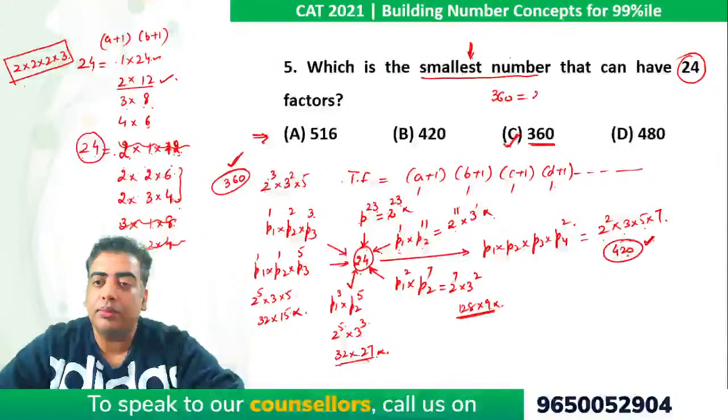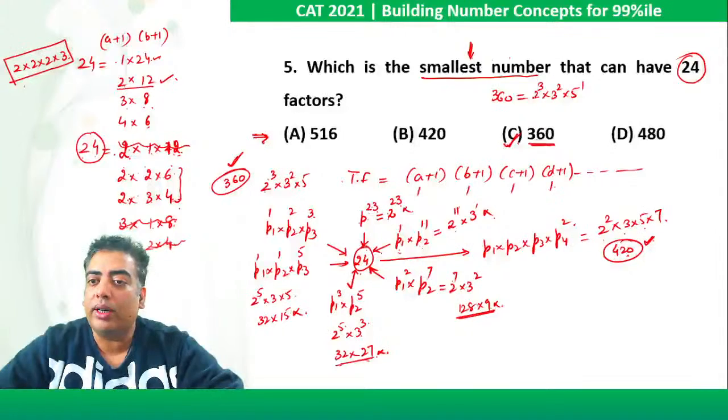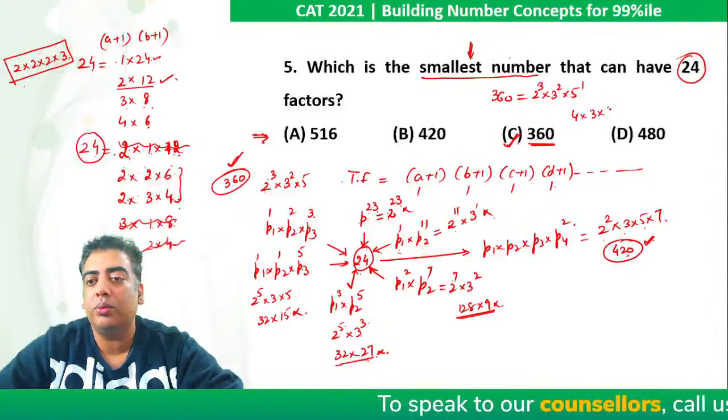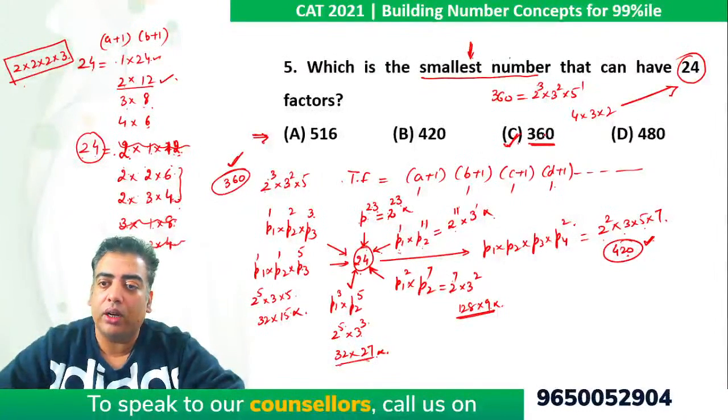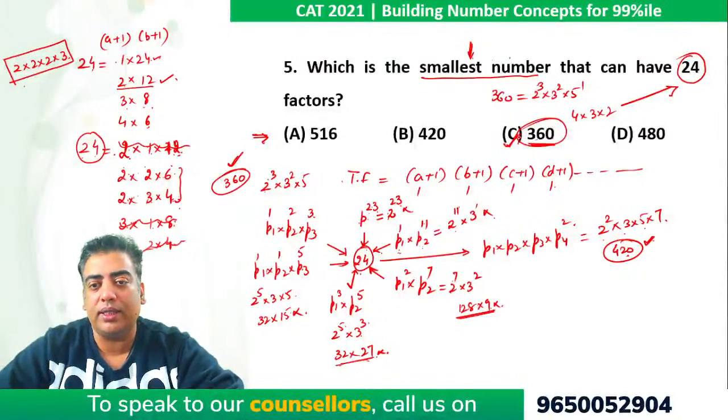So 360 comes out to be 2 cube into 3 square into 5 raised to power 1. Calculate the total number of factors: 4 into 3 into 2. The answer comes out to be 24 straightaway. Because all conditions are taken care of, the correct answer will be 360.